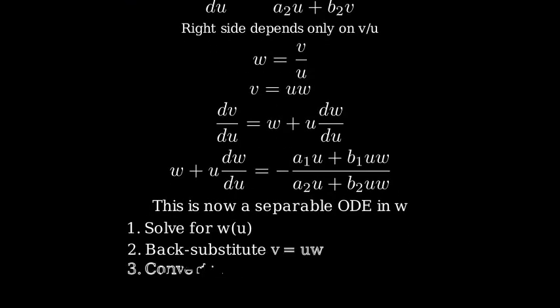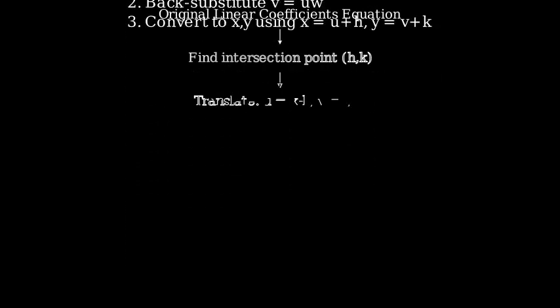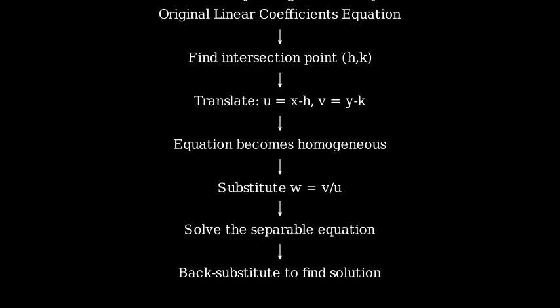From here, we can: 1. Solve for w as a function of u. 2. Substitute back v equals w times u. 3. Finally convert back to x and y using x equals u plus h, and y equals v plus k. And that completes the process for solving differential equations with linear coefficients.